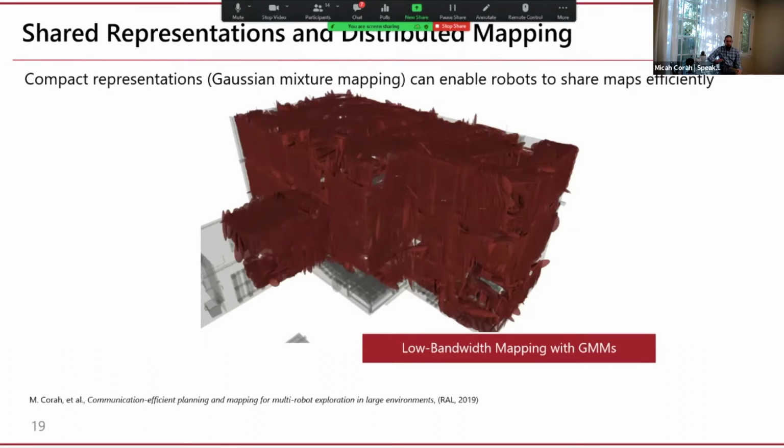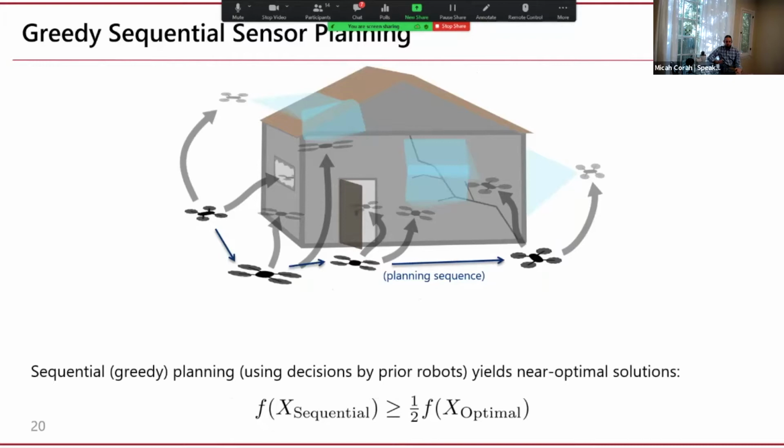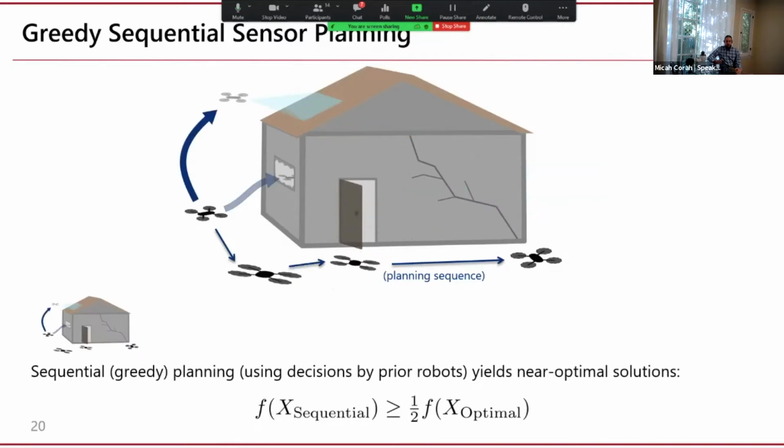Still, sharing information can be a luxury, and the robots we deployed in the Subterranean challenge generally had much less access to shared information than what I'm showing here. So now let's get back to multi-robot planning.